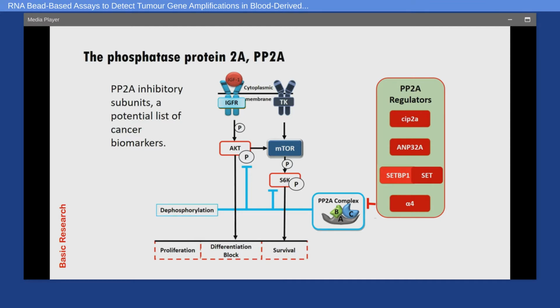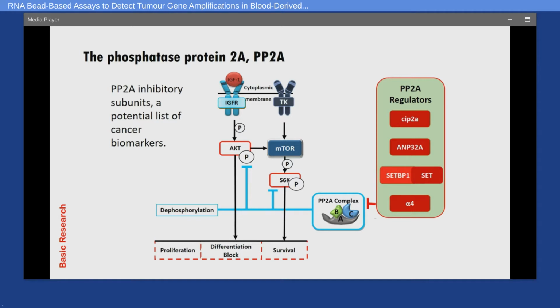In previous studies we showed that specific proteins, which are inhibitory regulators of this particular complex, play a role. Our journey started with identifying the role of alpha-4, also known as IgBP1, in shifting the phosphatase activity towards different targets, but away from the mTOR pathway, resulting in a differentiation block that was shown on an erythroid progenitor model. Today we know a lot about these inhibitory subunits.